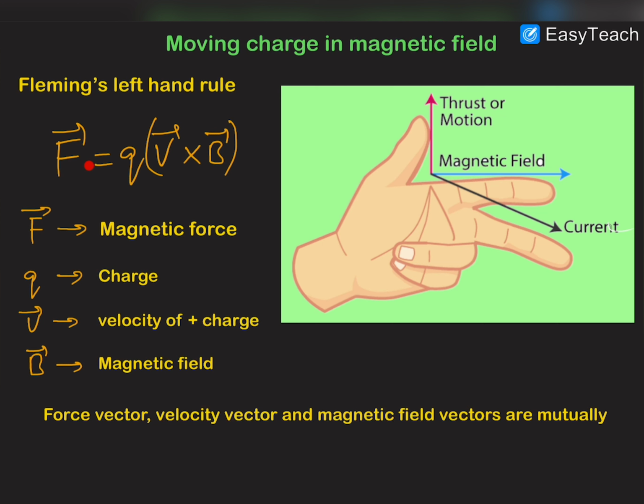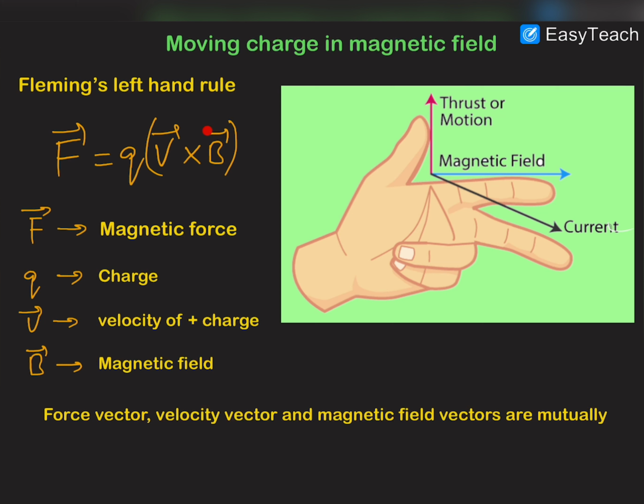Now this F is given by the formula Q V cross B, where V is the velocity vector and B is the magnetic field, the external magnetic field in which that charge is moving. This is the formula for the magnetic force acting on a positive charge moving in a magnetic field. If the charge is negative, the force would be exactly in the opposite direction of this force.